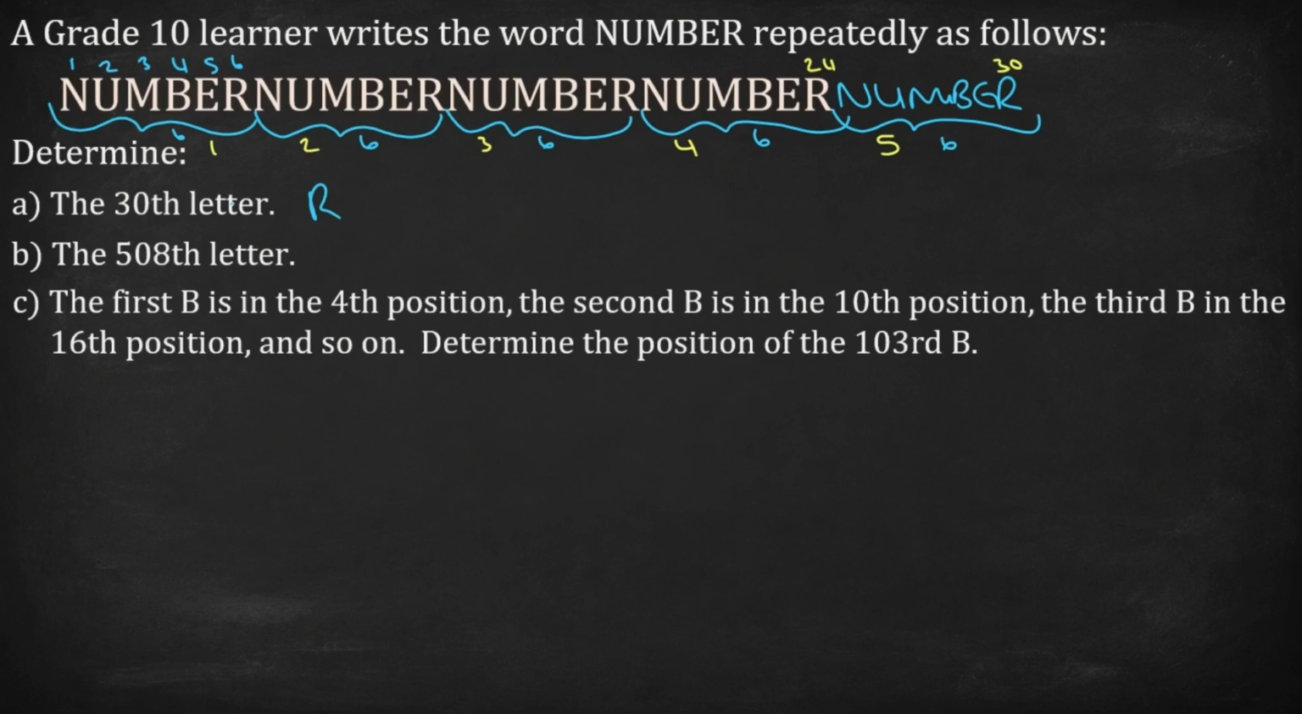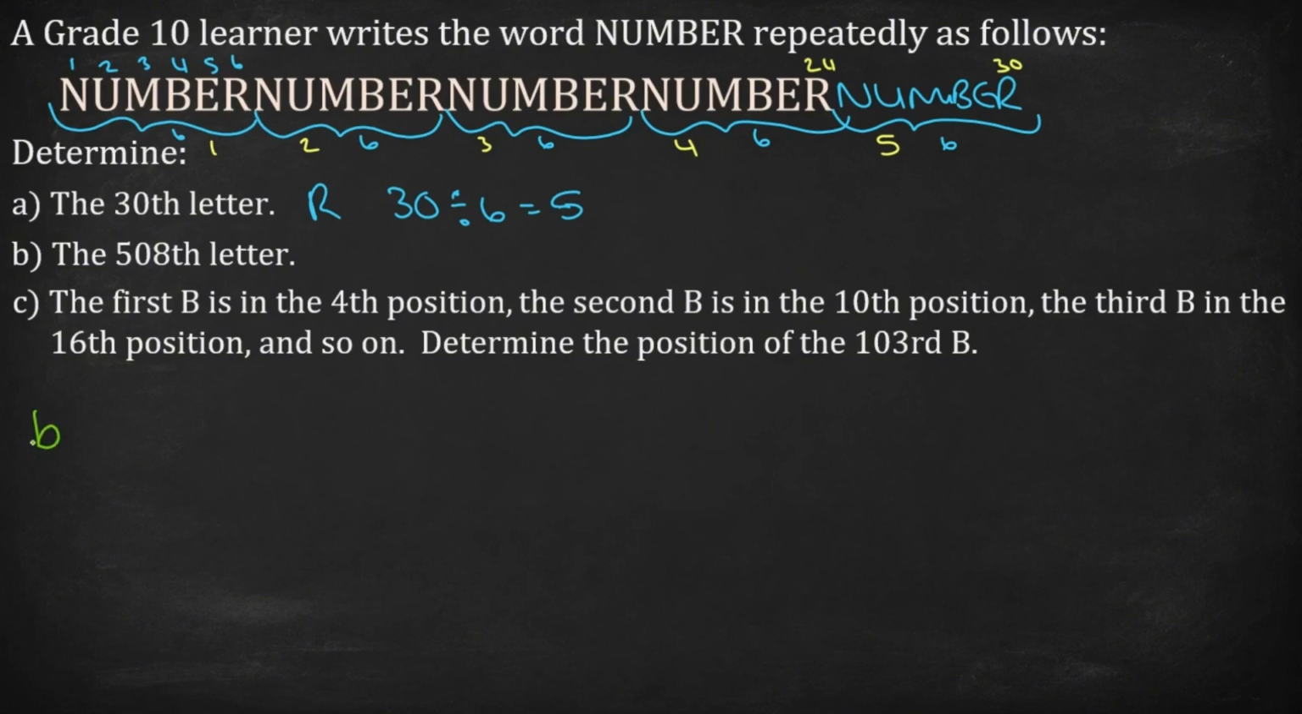You can also use another method to determine the 30th letter. Have a look. This pattern repeats every 6 letters, so we are working in cycles of 6. And because I want the 30th letter, I can divide 30 by 6. 30 divided by 6 equals 5. That means we will get 5 complete cycles of 6. And because we don't have any remainder, that means we will use the last letter of the cycle. And that last letter is R.